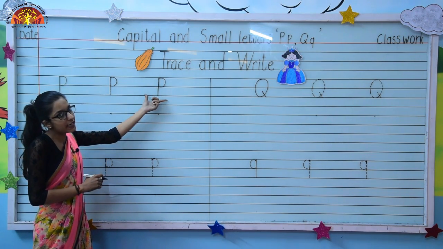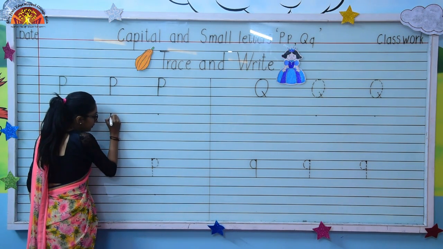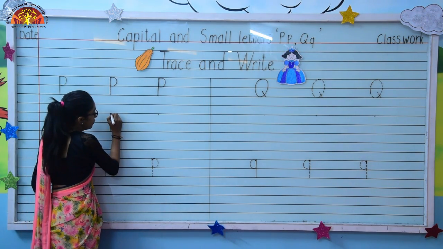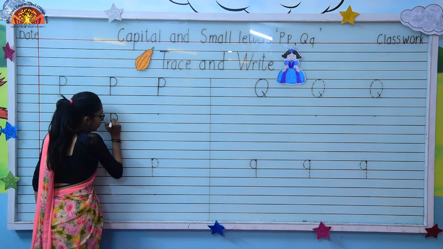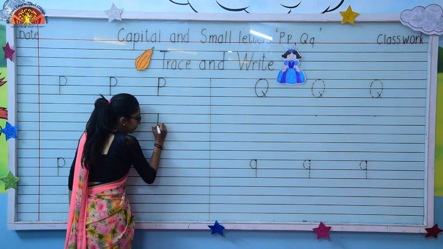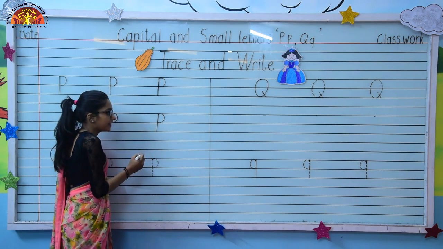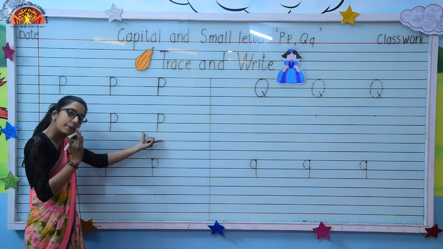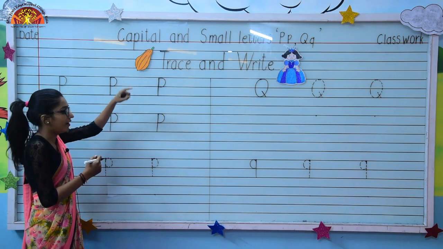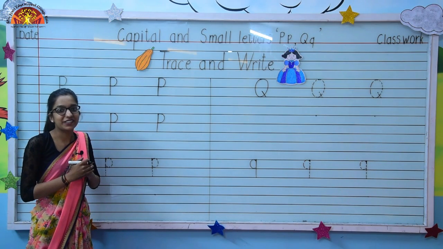Now let's write on dot. So kids, draw standing line in between these three lines. Then small curve like this. Again kids, one more time. Standing line, small curve like this. This is capital letter P. Okay, P for papaya. Now we will trace small letter P.